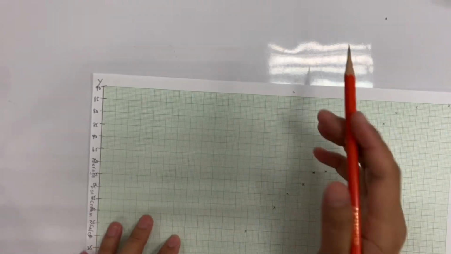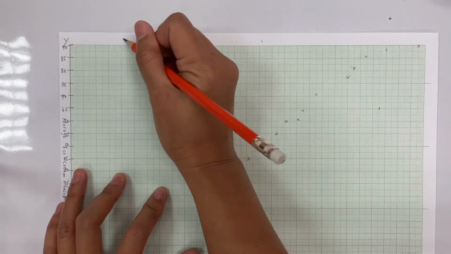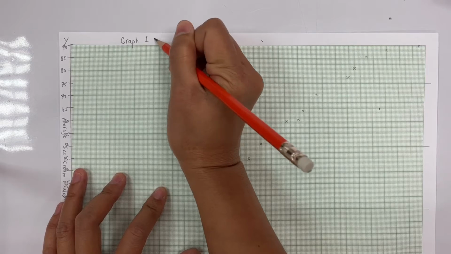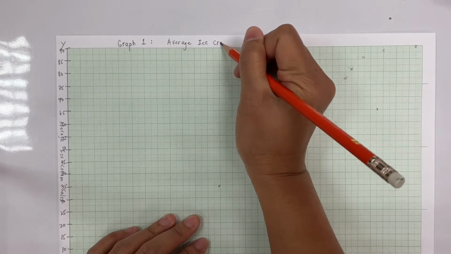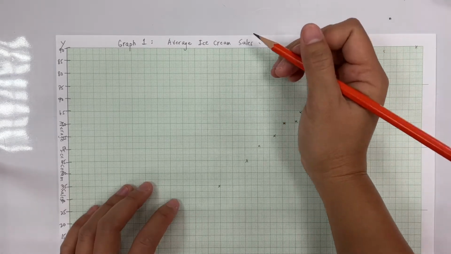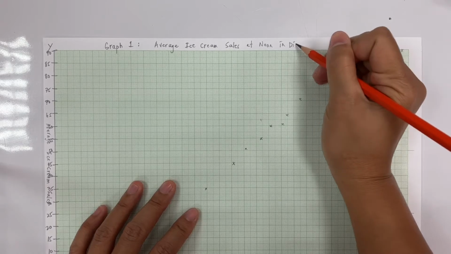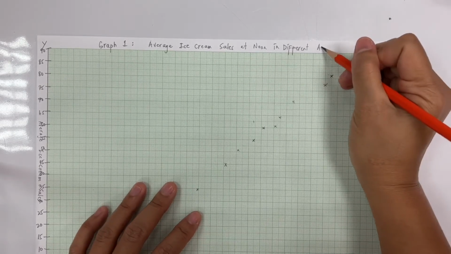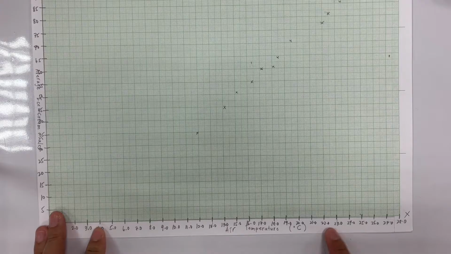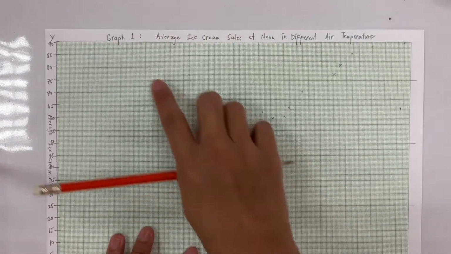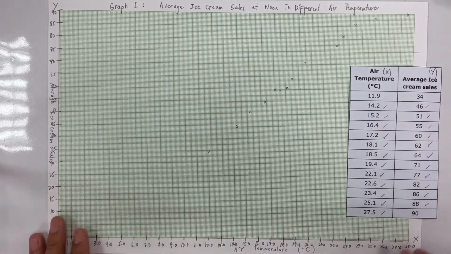We are almost done. Then last but not least is to add a title to the graph. And that is how you make a scatter plot on graph paper.